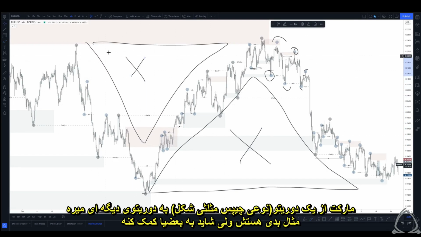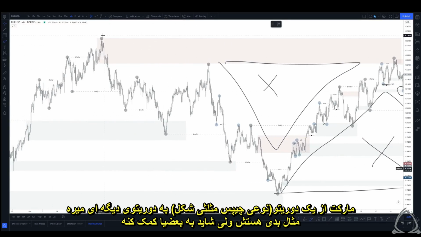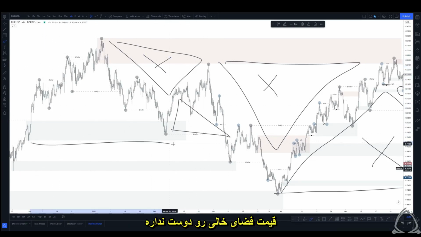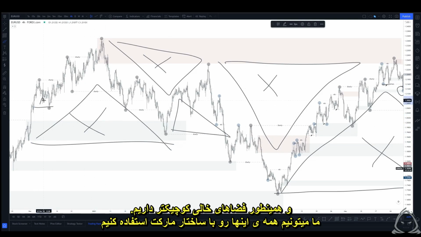The market is just moving from one Dorito to the next. Really bad joke, but maybe that'll help some people remember what's happening here. But what we can see, we're just creating voids in price. Price does not like the empty space. We have larger voids, and then we also have smaller voids, and we can put this all into market structure.